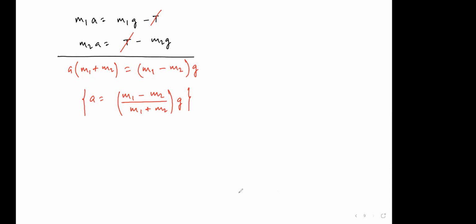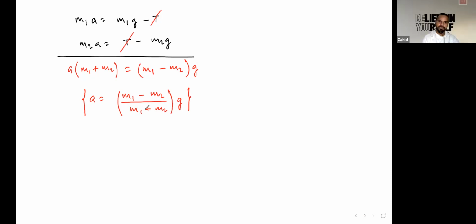Yes, sir. Now, if you put this term into any one of the above equations, you will get the value for T. And there is another way of solving. You may divide these two equations directly.